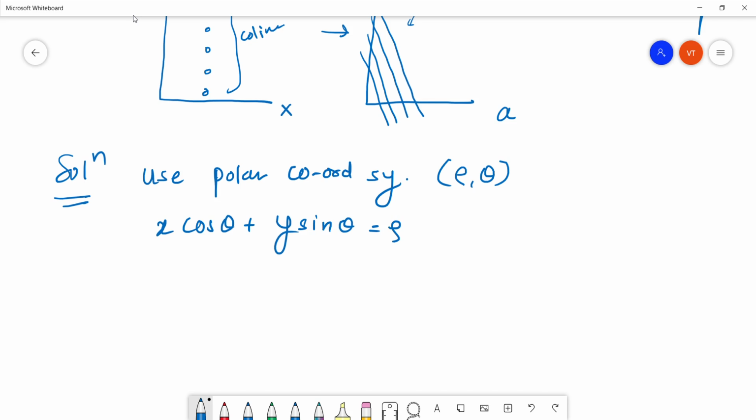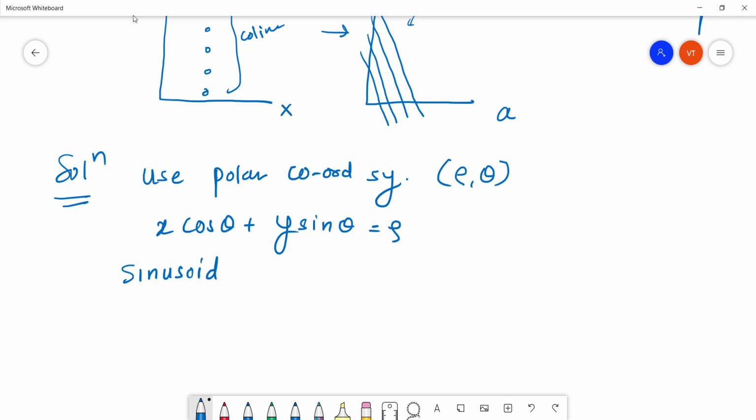Here, x cos theta plus y sin theta equal to rho will not give a straight line in parameter space. Okay, it will give you a sinusoid.